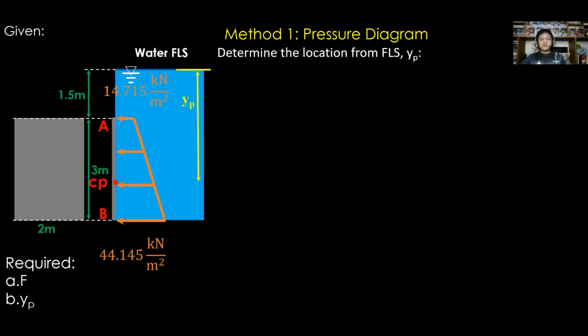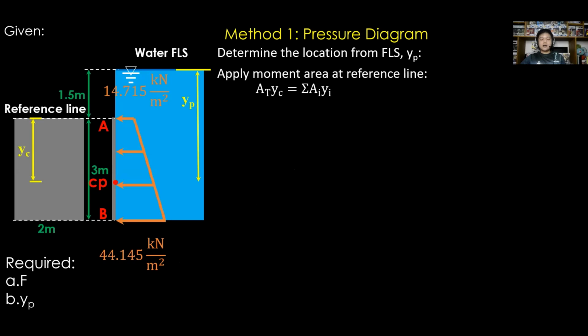Next is the location from free liquid surface. But since the pressure diagram is not triangular, then apply the moment area at the reference line, which is set at the top of the diagram.